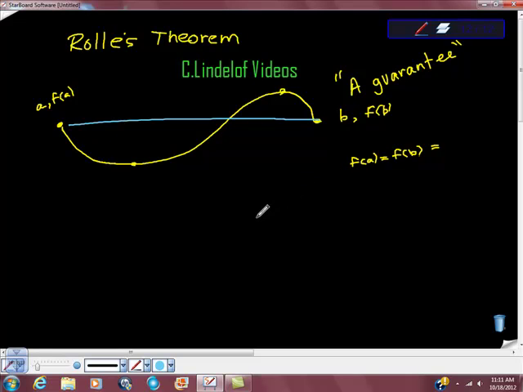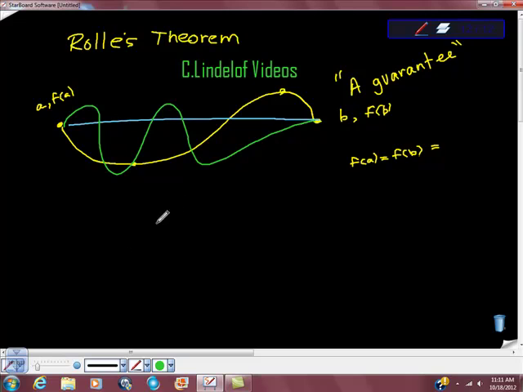So Rolle's guarantees that at least in one place that slope goes to 0. You can draw any function you want, and no matter what you do, you'll see that at least at one place, the slope will go to 0. So that's what Rolle's is saying.